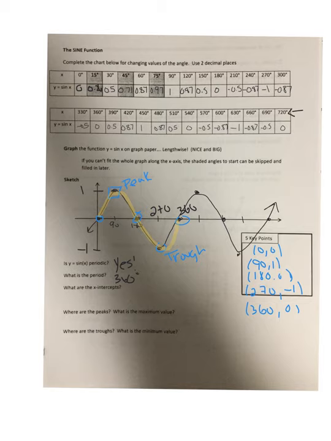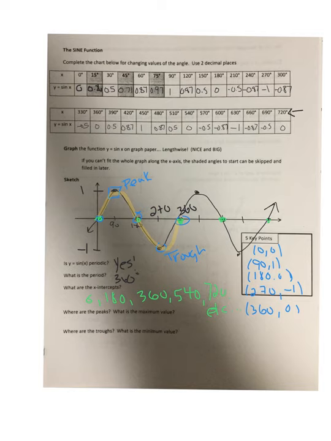What are the x-intercepts? Where does this graph cross the x-axis? The first one is going to be at 0. And then I've got another one here at 180, and then another one here at 360. And you can see I'm just adding 180 every single time. So here's the next one at 540. Here's the next one at 720, and so on. So just keep adding those 180s.